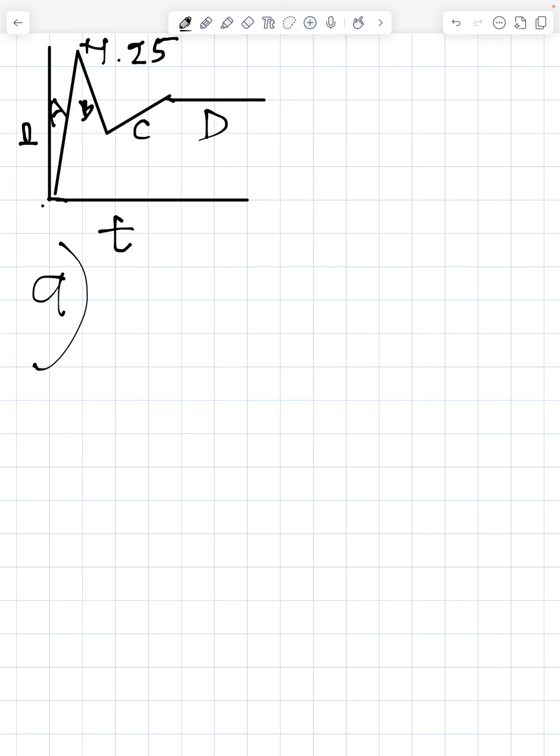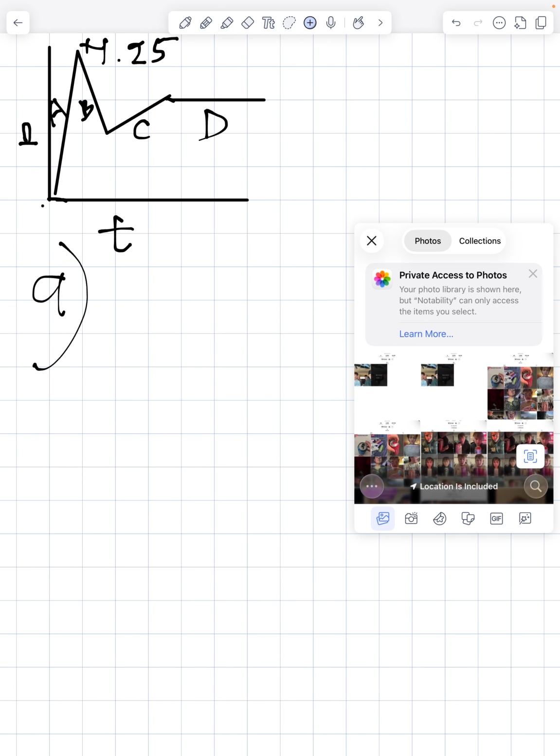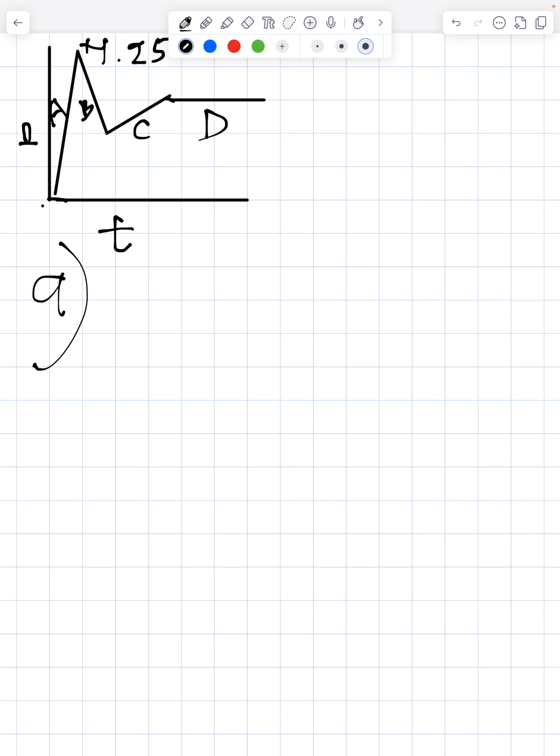So now A is positive, and this one, C, is positive also. So this one and this one will be positive. Now, what about B? B is going from top to bottom, and the slope is negative, right? So this is going to be negative average velocity, where part D is a constant. So this one is going to be 0. Average velocity of this would be 0, right? Okay, so part A is answered.